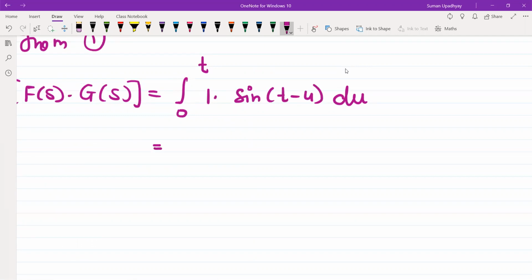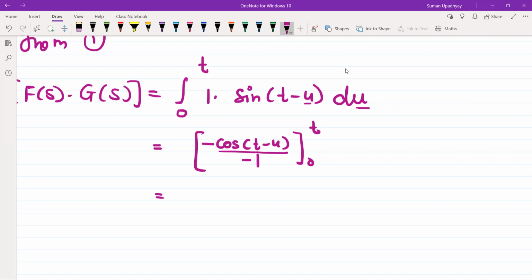What is the integration of sin? Minus cos. Very good. So minus cos of t minus u. But you are integrating with respect to u, so you have to divide by the coefficient of u. What is the coefficient of u? It is minus 1, so you divide by minus 1. The limit is from 0 to t. So the minus will go off. And these limits you are going to put in place of which variable? u, because you integrated with respect to u.